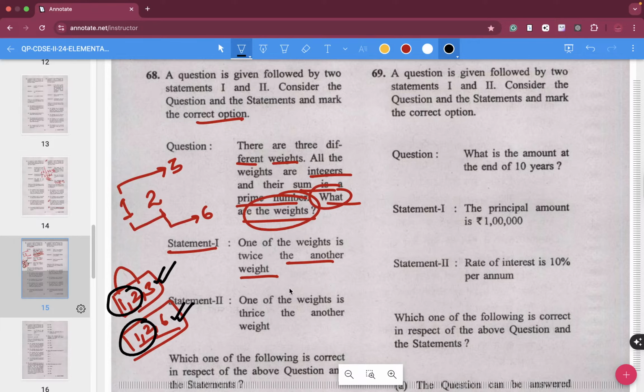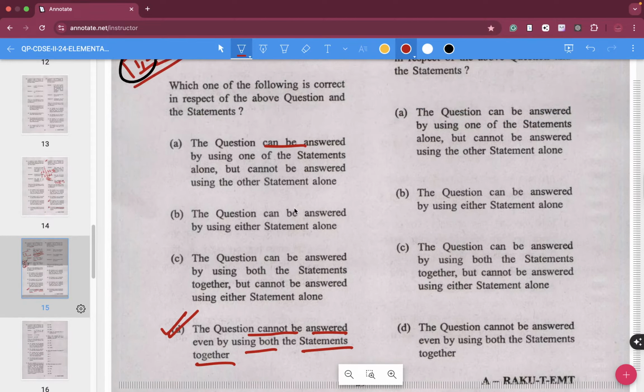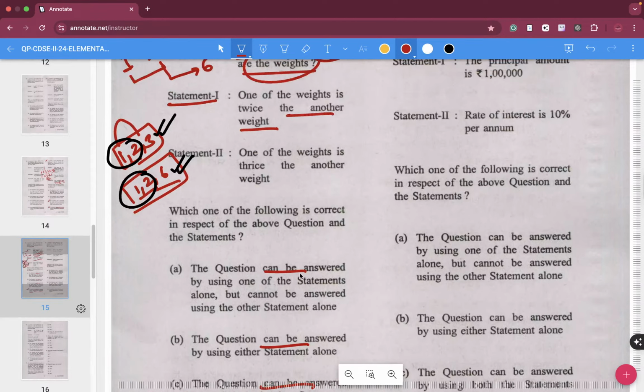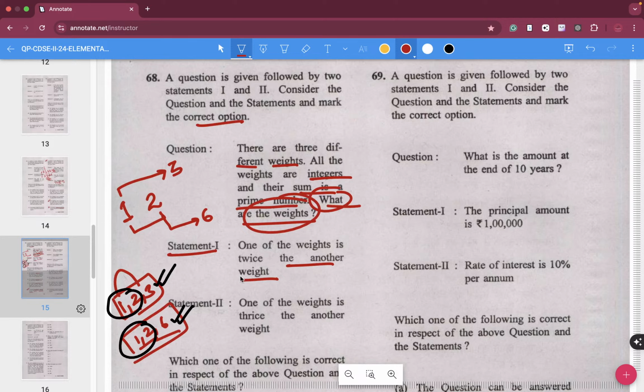So this question cannot be answered. D is the correct answer. We cannot answer this question even by using both of these statements together, folks. The other options say it can be answered, but we are not able to answer because we have 2 different cases. So we will go ahead with D as the answer to question number 68.